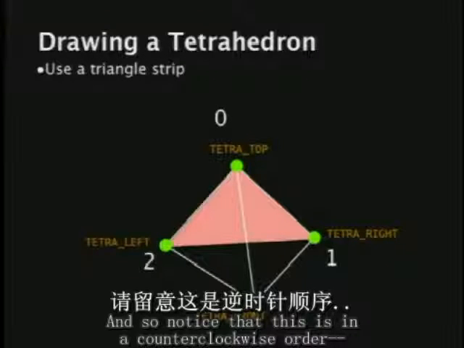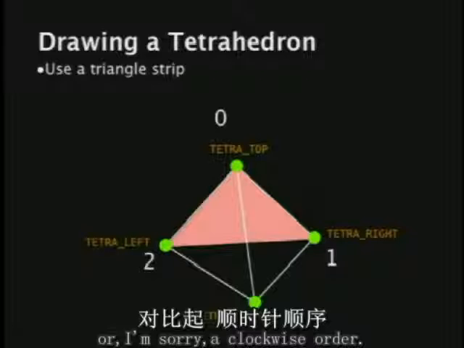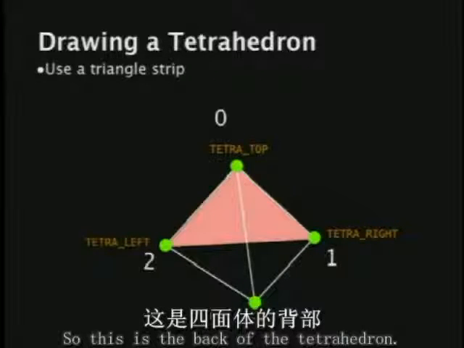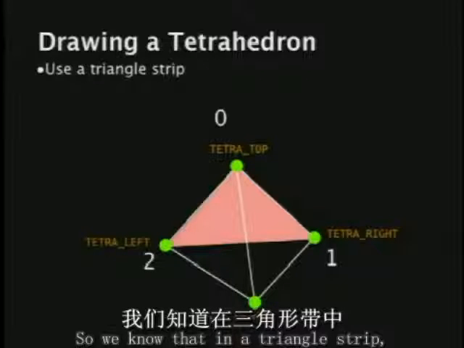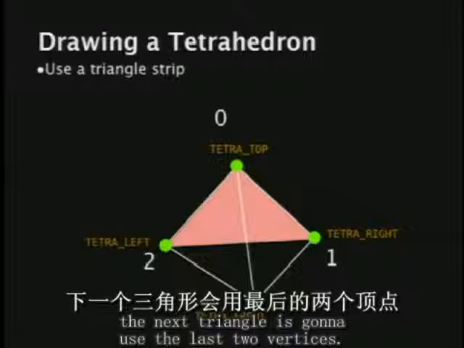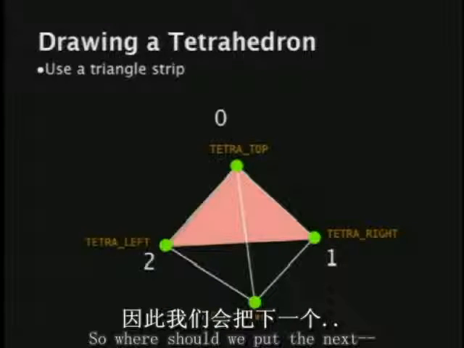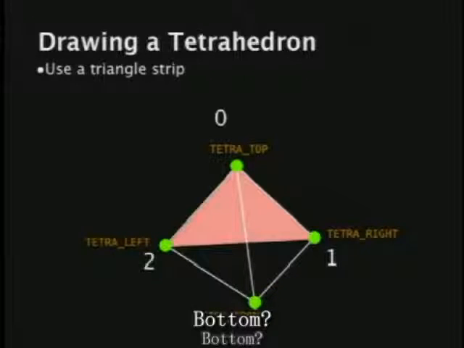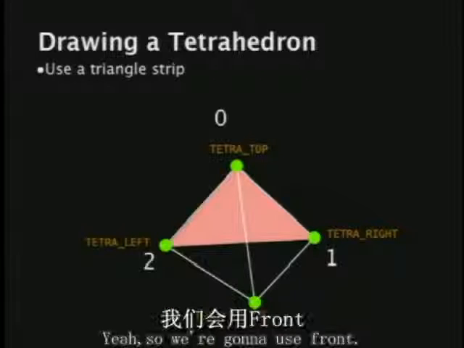And notice that this is in a clockwise order. So that's a backwards-facing triangle. So this is the back of the tetrahedron. So we know that in a triangle strip, the next triangle is going to use the last 2 vertices. So what should be the next thing in our vertex array? Front, yes. Front's the name we're using.